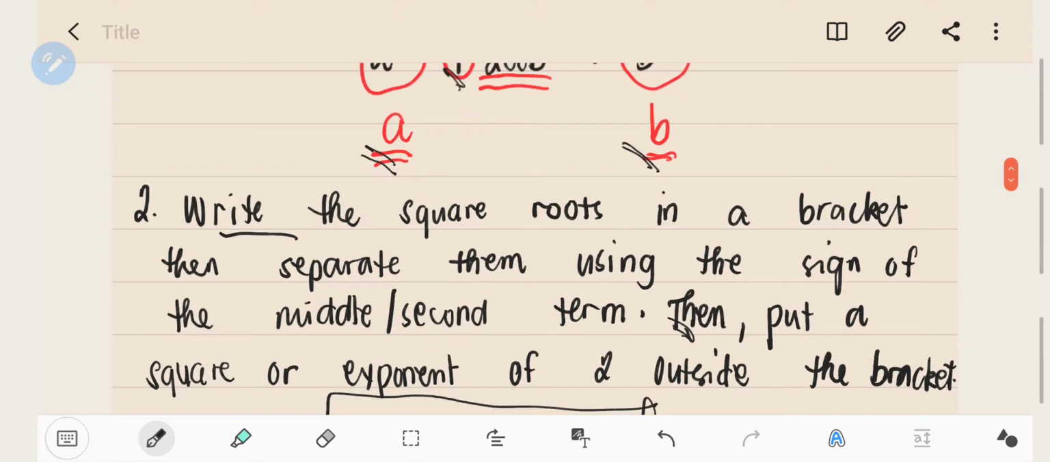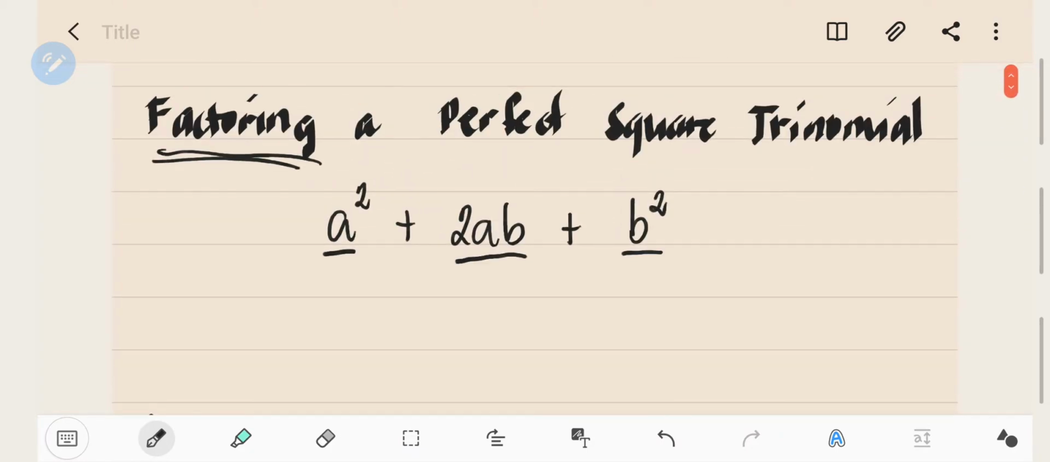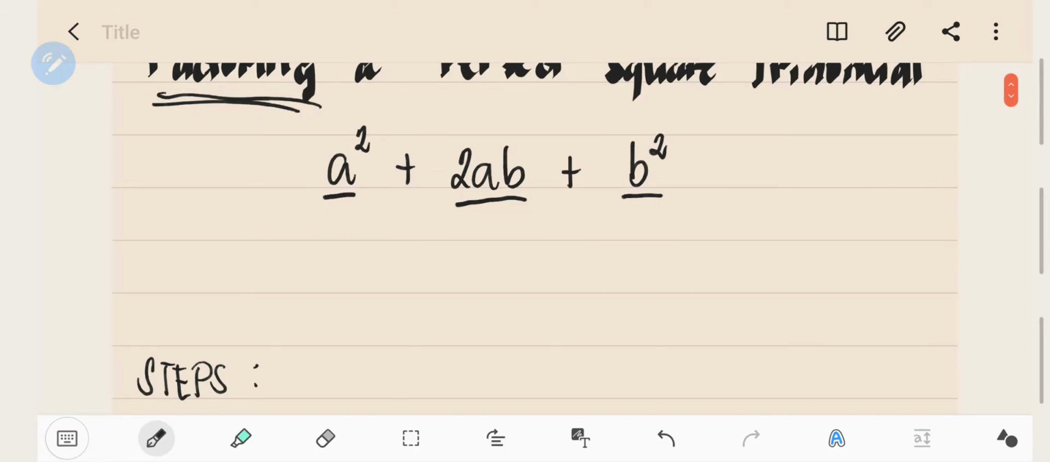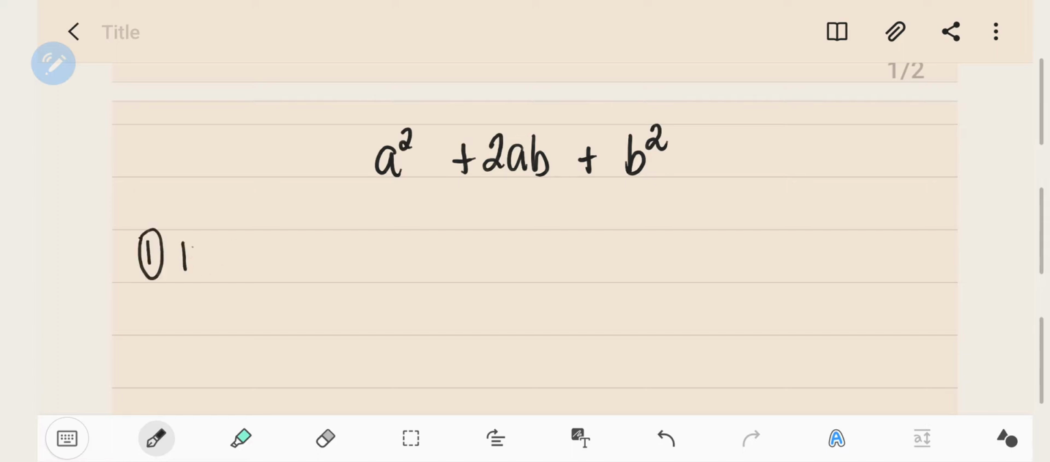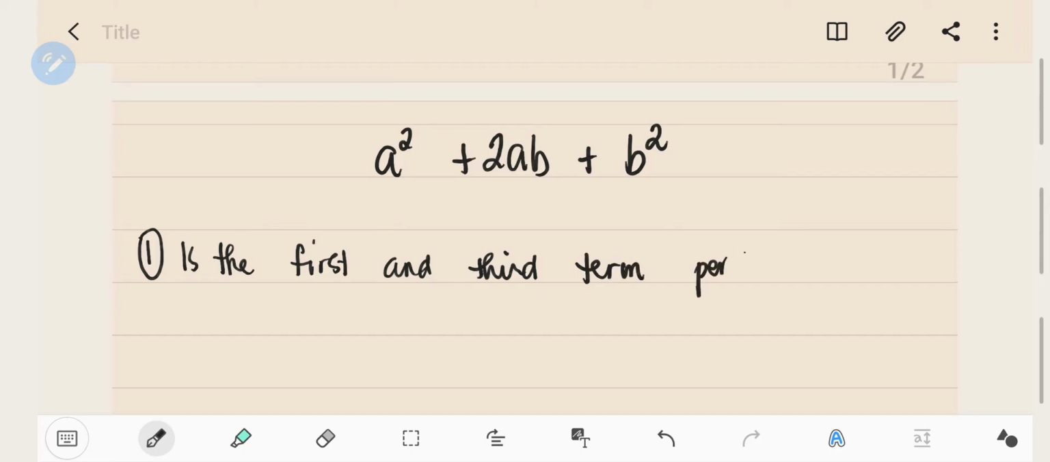Paano natin malalaman kung siya ba ay factoring a perfect square trinomial? So, paano natin makikilala yung trinomial na siya ay perfect square? So, there is a technique. So, for example, meron tayong a squared plus 2ab plus b squared. Okay. So, una yung titingnan is, unang tanong is the first and third term perfect square.